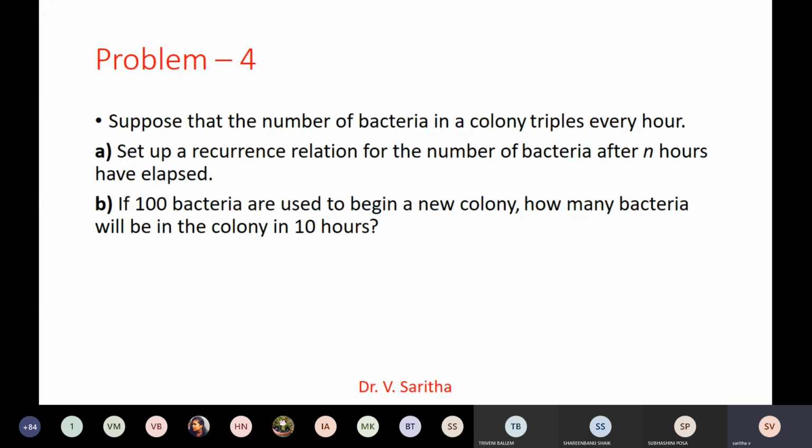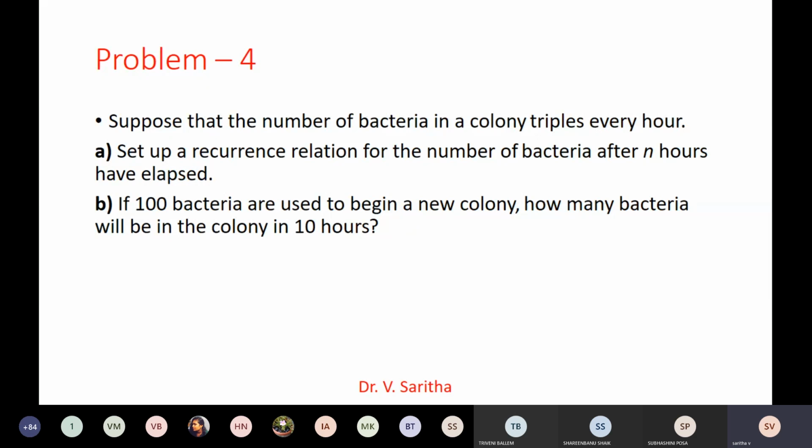Suppose that the number of bacteria in a colony triples every hour. Let me say the number of bacteria is 10 at this particular moment. Now let us say that it is 11:30. So if the bacteria triples by 12:30, it is 3 into 10, right? 30 it will become. So by 1:30 again 3 into 30, that is 90 it will become, right? Like that. Now set up a recurrence relation for the number of bacteria after n hours have elapsed.